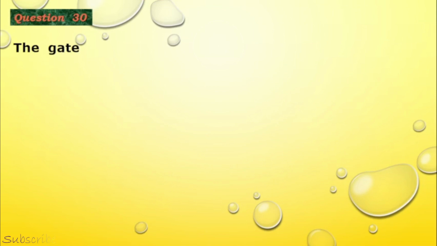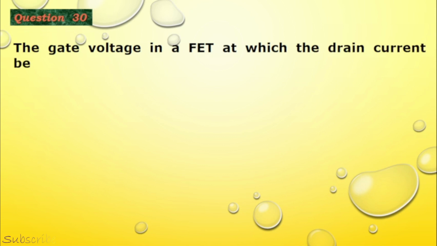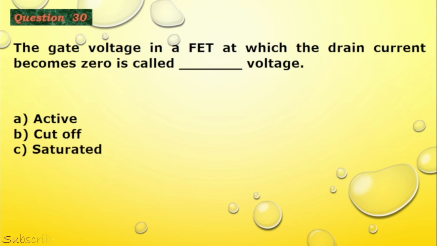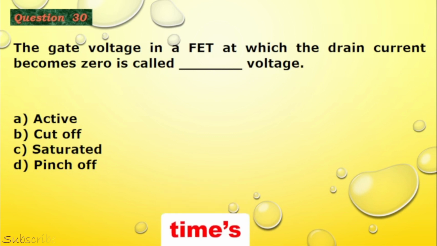Question number 30. The gate voltage in a FET at which the drain current becomes zero is called blank voltage. A. Active. B. Cut off. C. Saturated. D. Pinch off. The correct answer is letter D, pinch off.